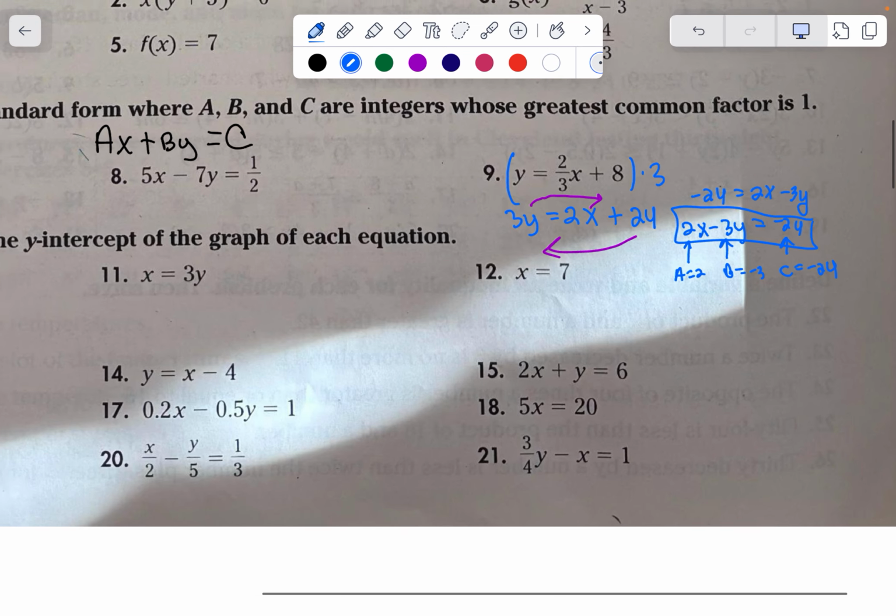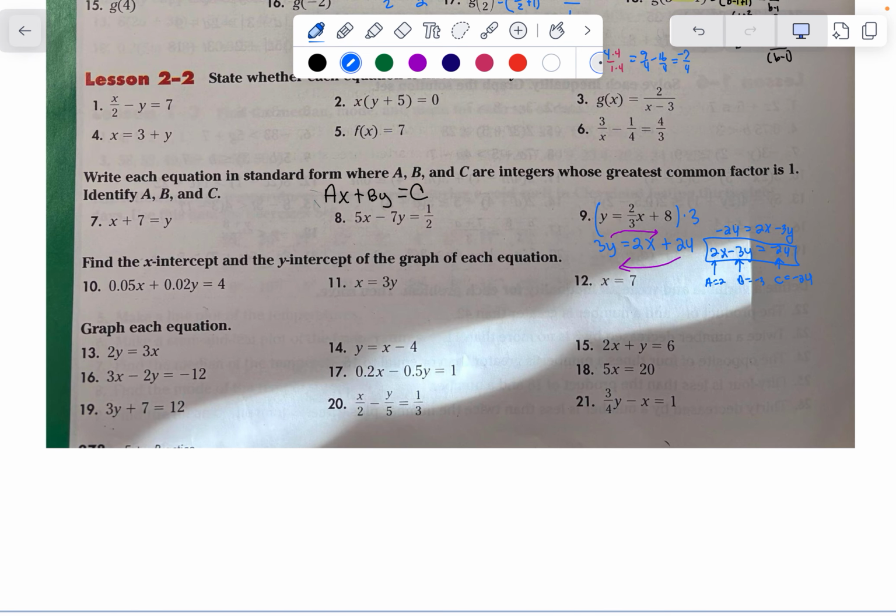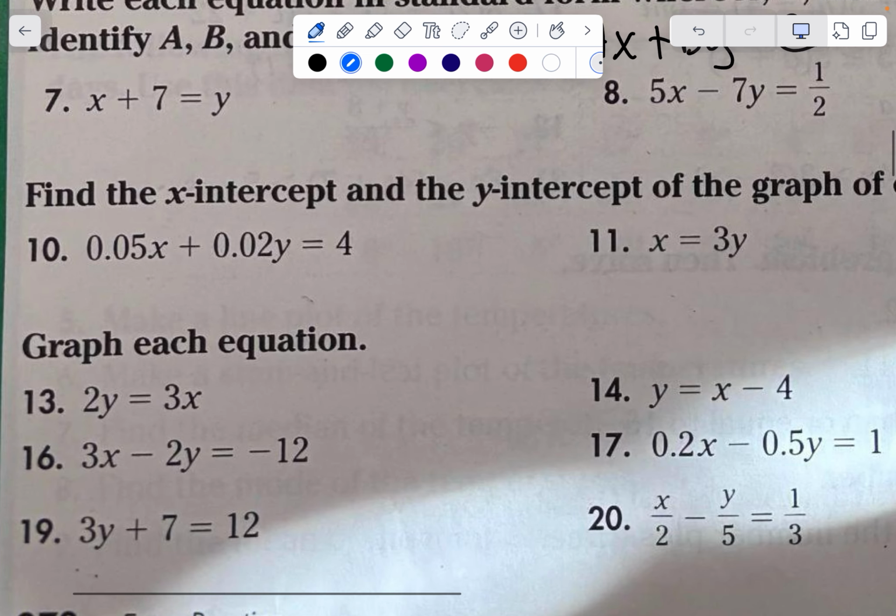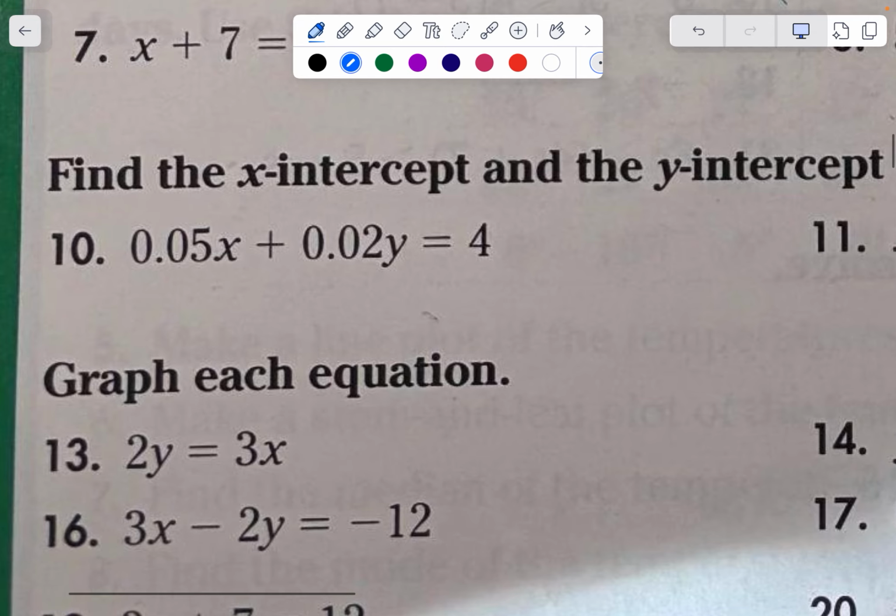Okay? And then let's do 10. Let's do 10 together, and then you'll have the rest of the class period. Let's look at 10. It says find the x and y intercept for the linear equation. Okay? So anytime they do that, I like to make that 0, 0 chart, because if x is 0, we find the y-intercept. If y is 0, we find the x-intercept. That's the easiest way to do that.